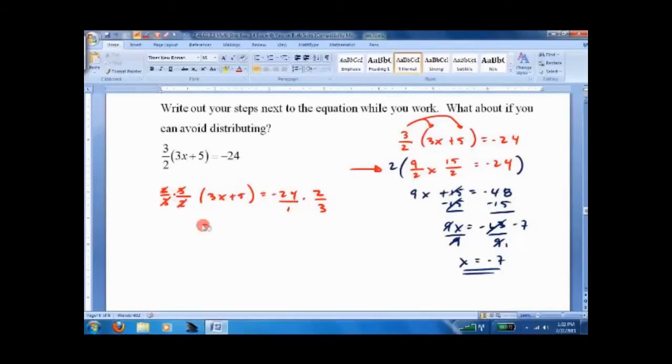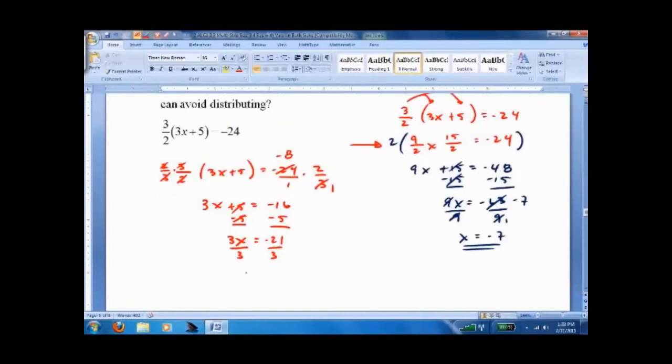So these all cancel away, and that gets rid of the parentheses. Over here, I get negative 8 times 2 is negative 16. Minus 5, minus 5. 3x equals negative 21. Divide by 3, divide by 3. X equals negative 7. So, looks like we did it right. Got the same answer two very different ways, and that's fine. If you like one way over the other, get an answer. Speed is not as important as getting the correct answer, but we do need to check it.